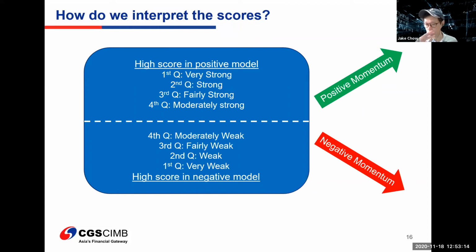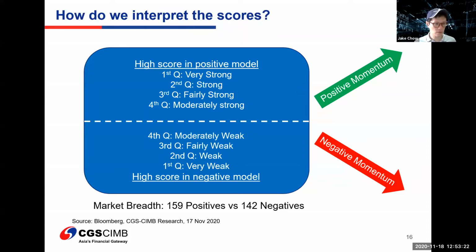So the net aggregate number of stocks being screened out in both the positive and negative models can be used as a gauge of market breadth. The latest that I screened out on the Hong Kong side is 159 positive versus 142 negative. So you have more or less a sense of how strong the market is.